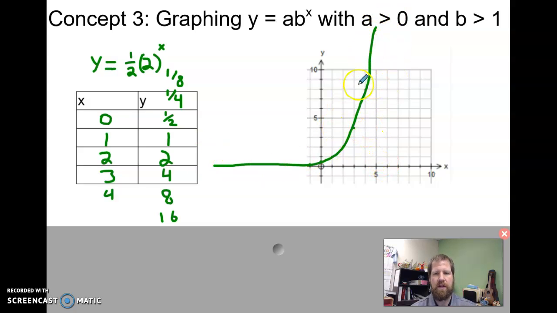So it's kind of a curve that looks like this, and this is going to be the case for all of these types of graphs. Any exponential function, basically, or equation that has an a greater than 0 and b greater than 1 is going to look something like this.